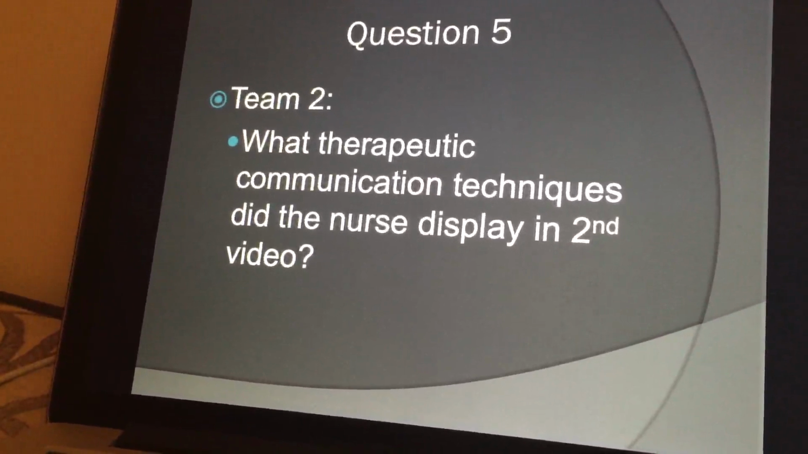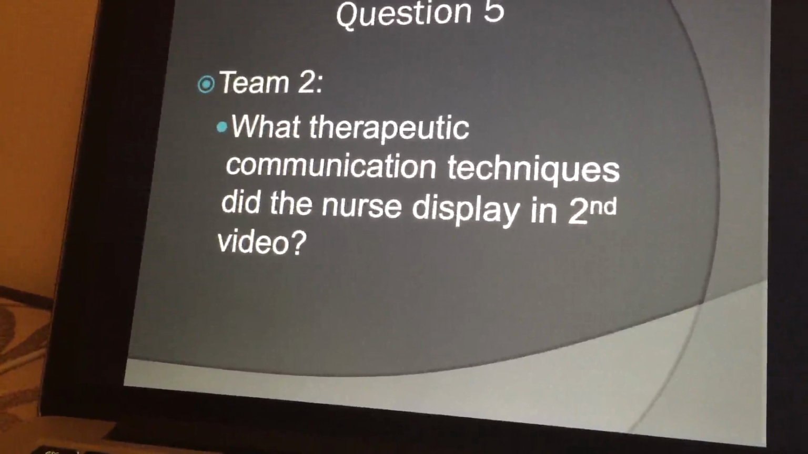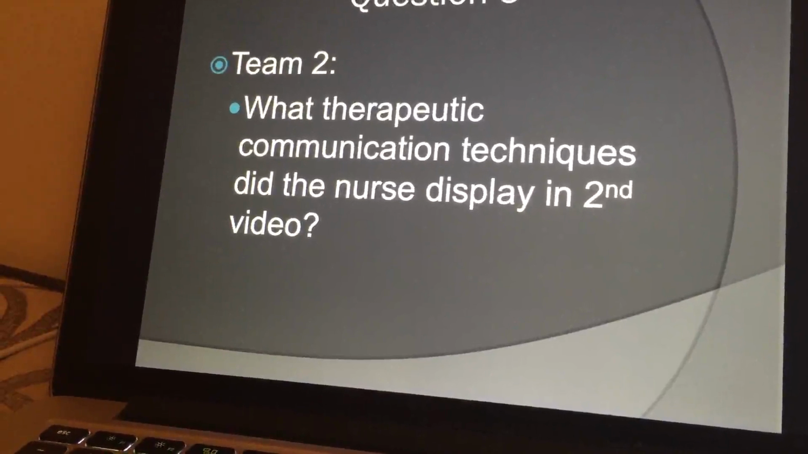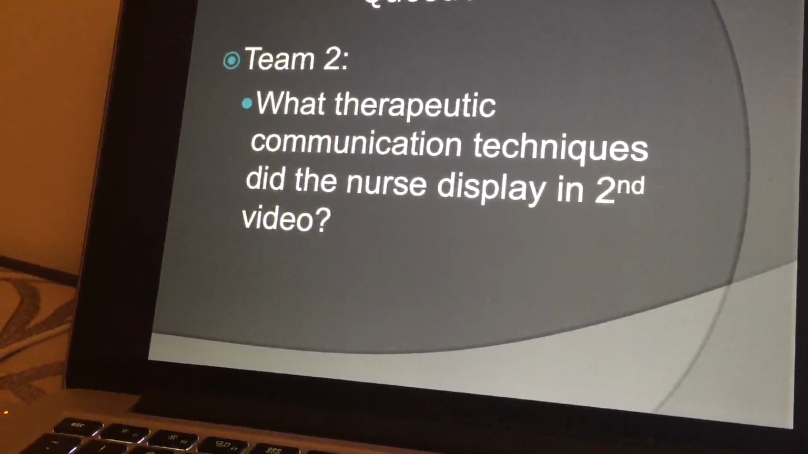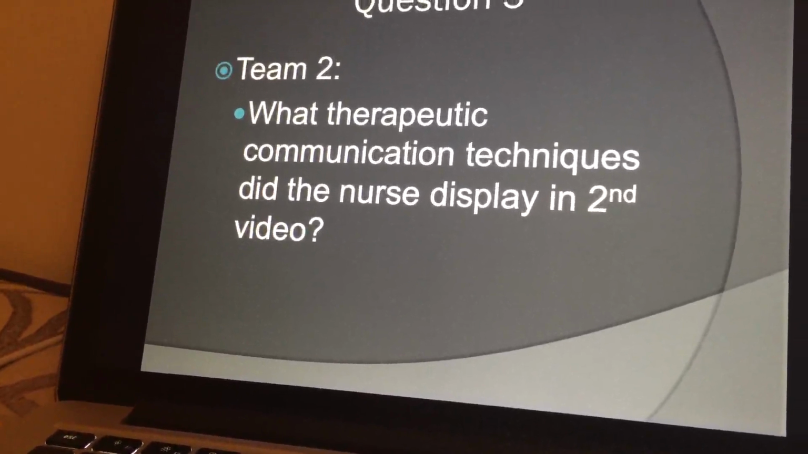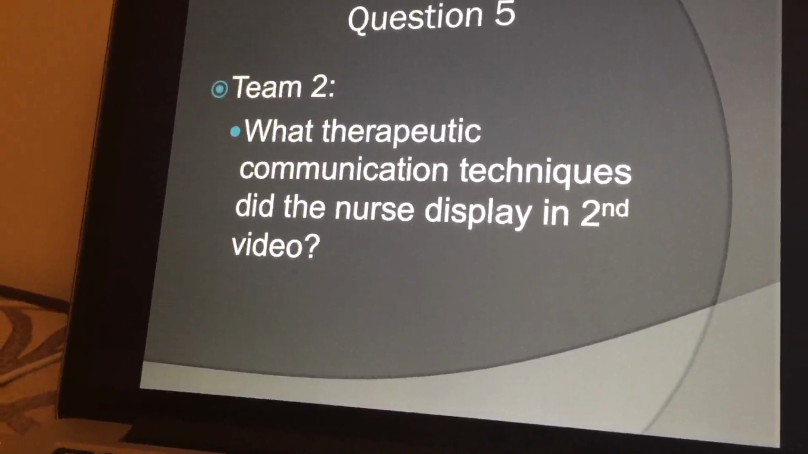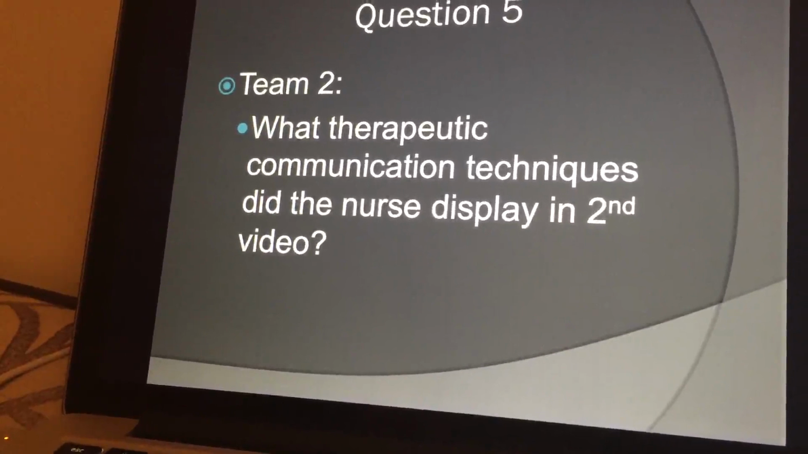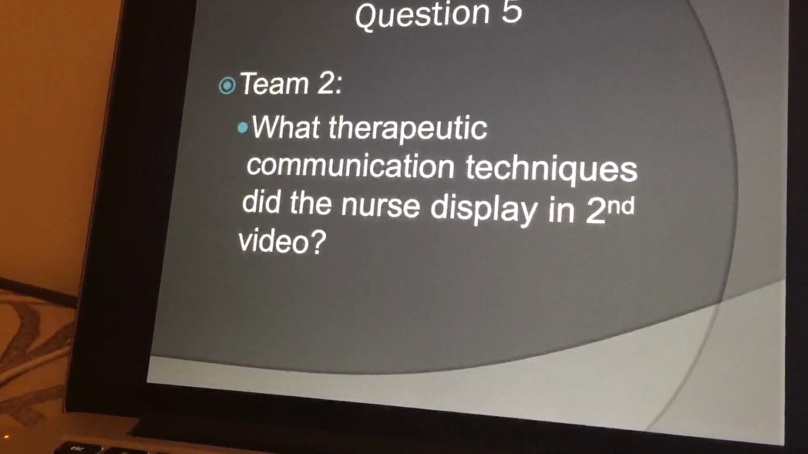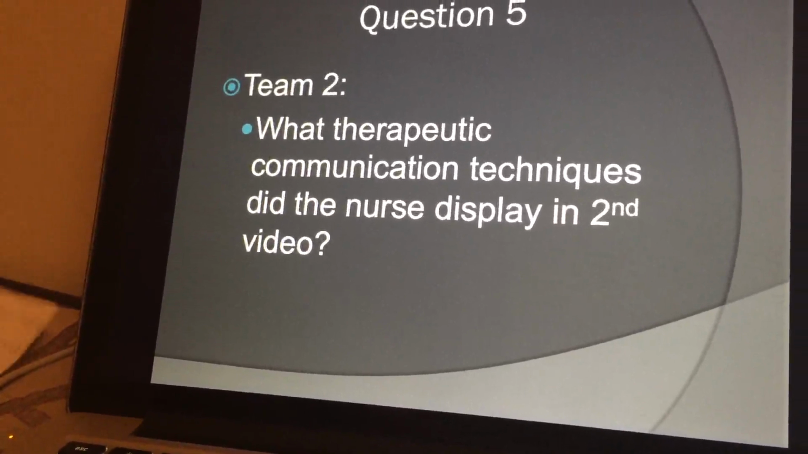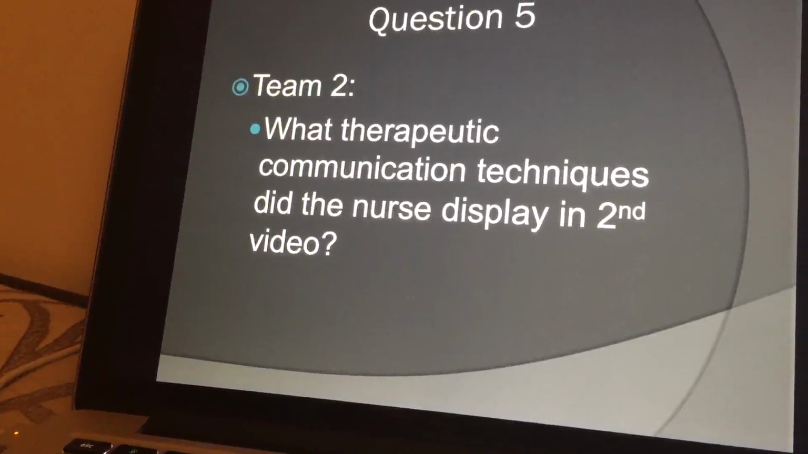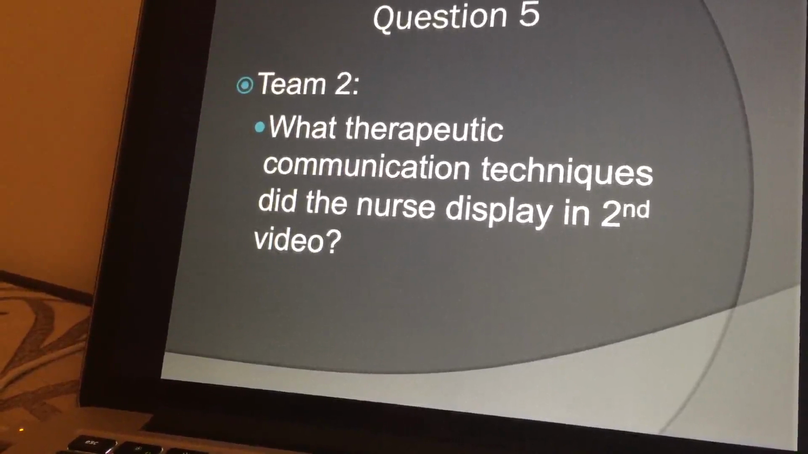Okay, let's see some of the responses Team 2 have for us. Number 1, the nurse allowed time for the nurse-patient interaction. She also offered more patient teaching as far as the pain medicine and its side effects, and not getting up too quick and telling her to sit on the side of the bed so she wouldn't get dizzy.